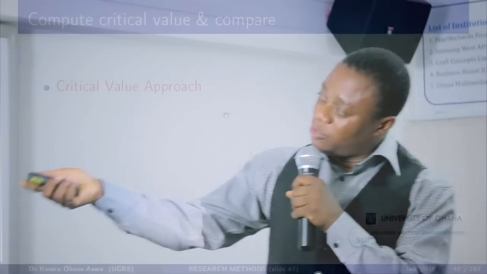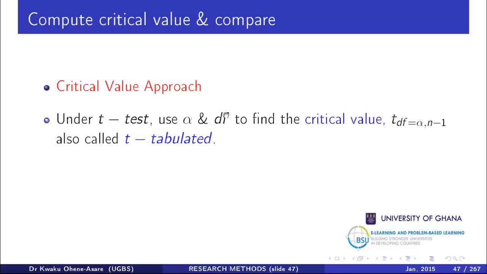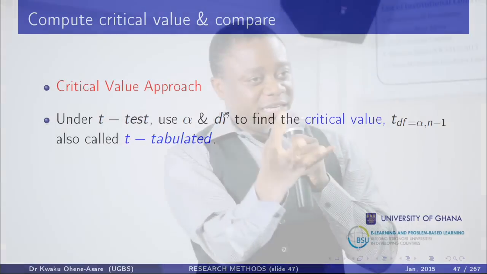The other way to make a conclusion is using the critical value approach. How do you get it? Well, if you are using the t test, and for the purpose of this course, I will be focusing more on the t. The critical value, you have to use the alpha, you remember we said that, and the degrees of freedom, and then find the critical value, which is sometimes called the tabulated. So you will have a table, and then you pick the critical value from that table.